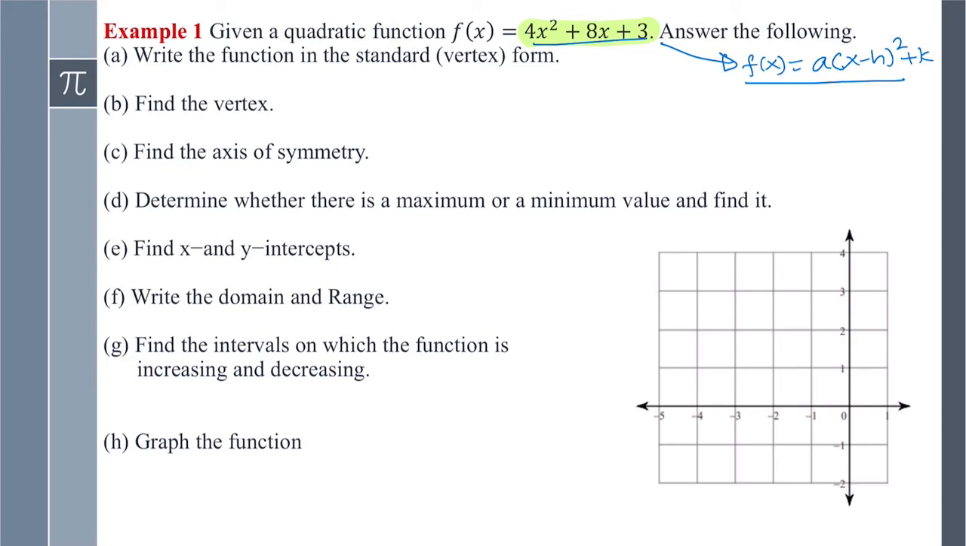In order to do that, we have to do completing the square, and I think you are familiar with performing completing the square. But I'm going to show you how to do this. So let's do this on the next page, and we'll come back here and write it again. Our given function is f of x equals 4x squared plus 8x plus 3.